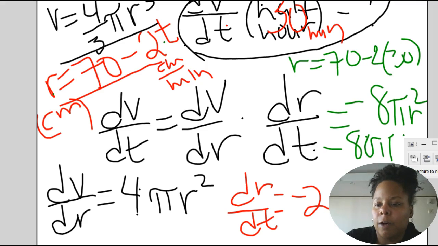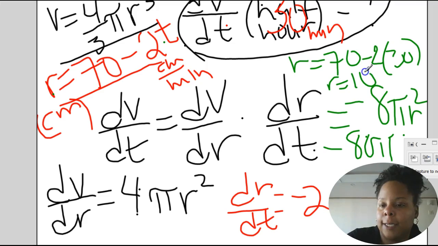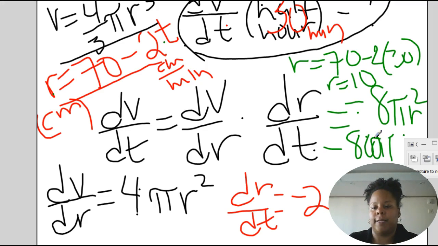Well, that doesn't look right. Oh, I forgot to square that. The r is equal to 10. So actually, -8 pi times 10 squared, which would be -800 pi. -800 pi is my answer.